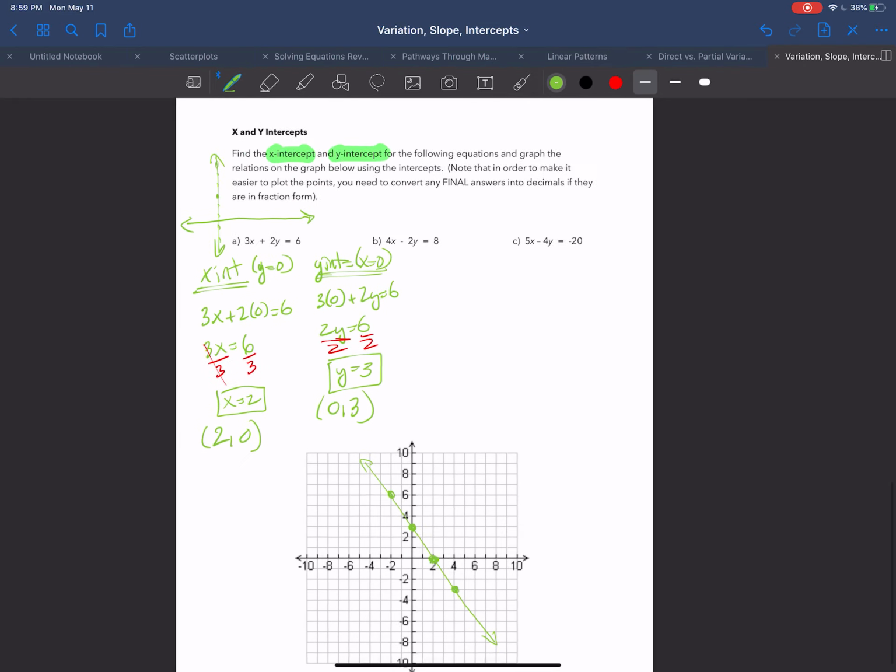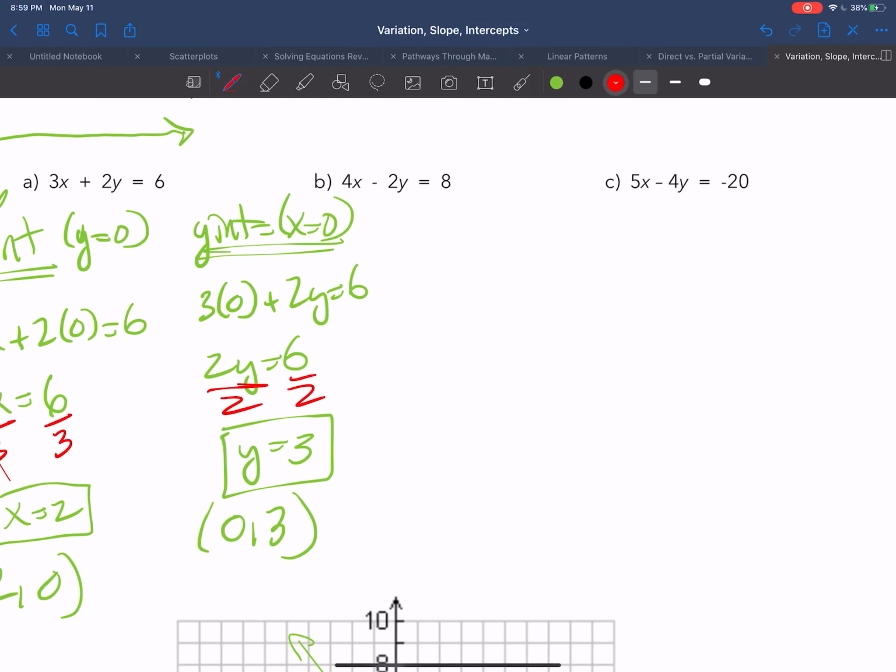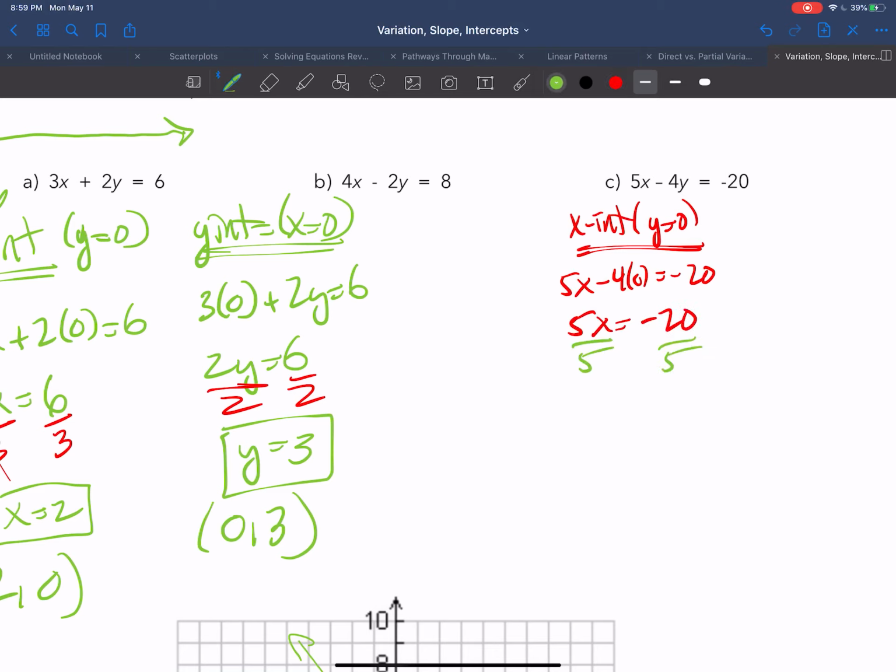So I'm just going to do one more from the x and y intercept. So we'll do C, so I have some more space. If I want to find my x-intercept, I make y equal to 0. So 5x is negative 20. I'm going to divide by 5, because that's the opposite of multiplying by 5. And I get negative 4. So our x-intercept is negative 4.